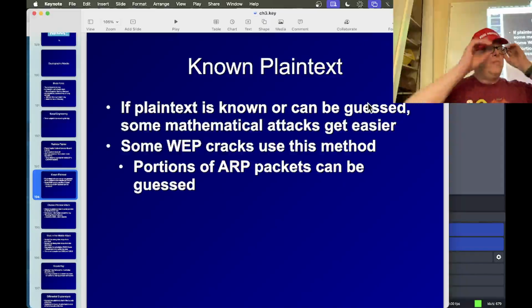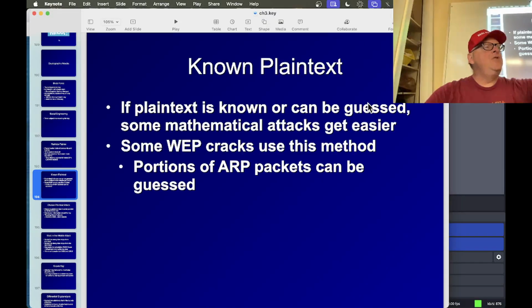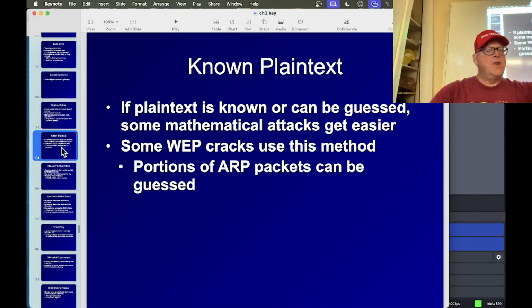Another is known plain text. If you know some of the plain text, then that often gives you a shortcut. This is what happened to wireless encryption, because in wireless networks, most of the traffic is ARP packets. The ARP packets are almost all the same, and they're the shortest packets, so it's easy to find them, and you can guess a whole bunch of what it is, because they always have a lot of boilerplate stuff. So a known plain text attack is used to crack wired equivalent privacy, among other things.